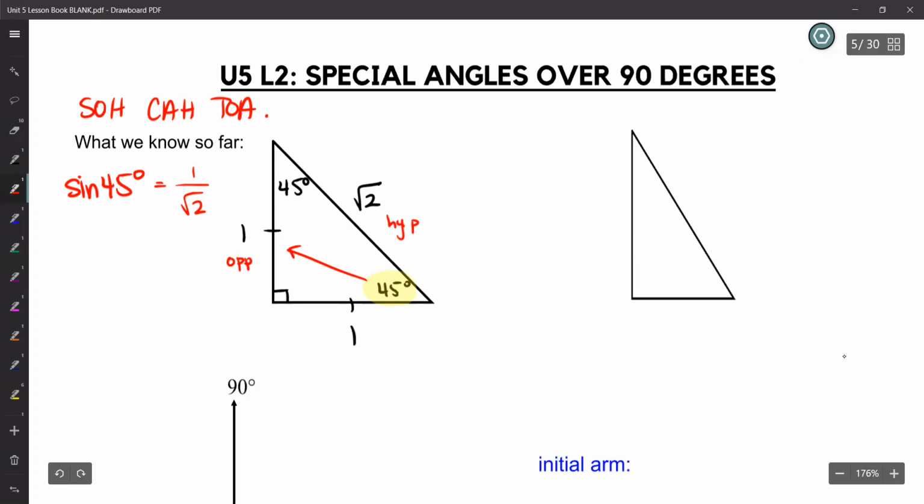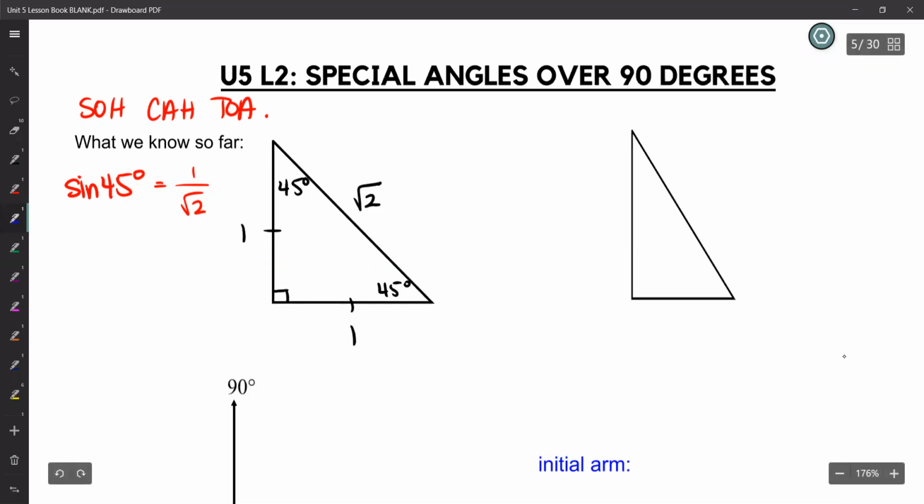So if I know the triangles, I should be able to set up sine 45, cos 45, tan 45, and so on. And similarly, sine 30, cos 30, tan 30, and same with 60. Okay, so that's the idea here, is that if I know the triangles, I don't have to memorize all 9 of those ratios.